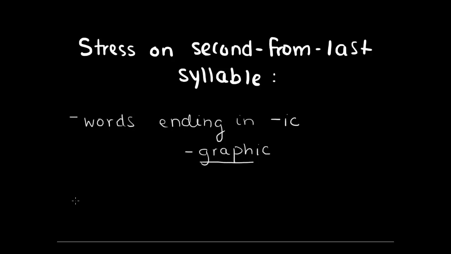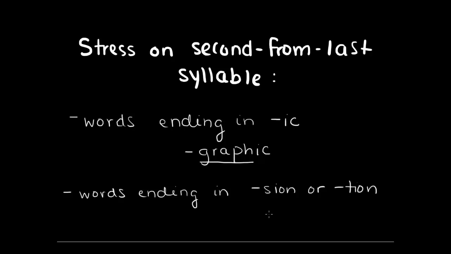And then we also have words ending in SION and TION, such as television. Television. It's on the second from last, television. And revelation. Again, it's on the second from last, revelation. So these are examples where the stress is on the second from last syllable. Okay?